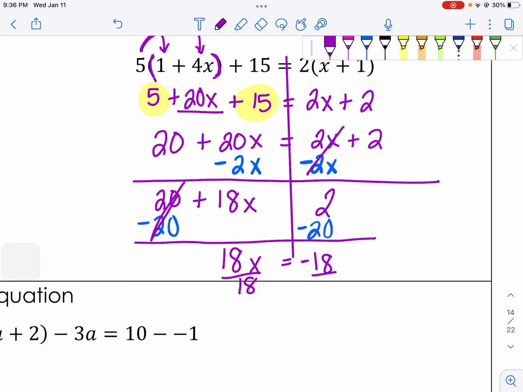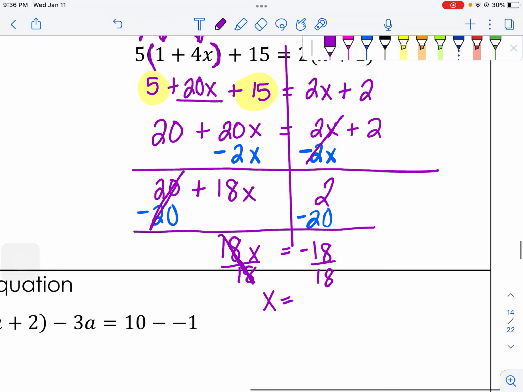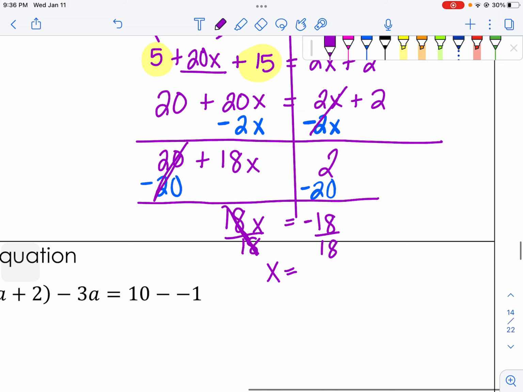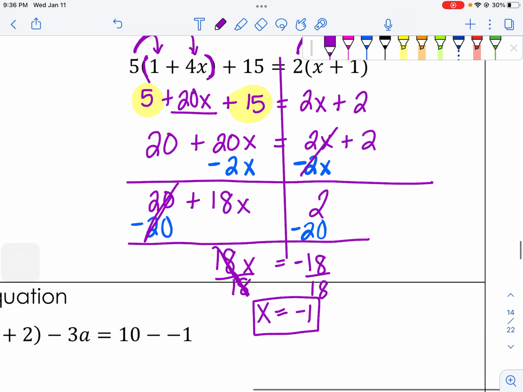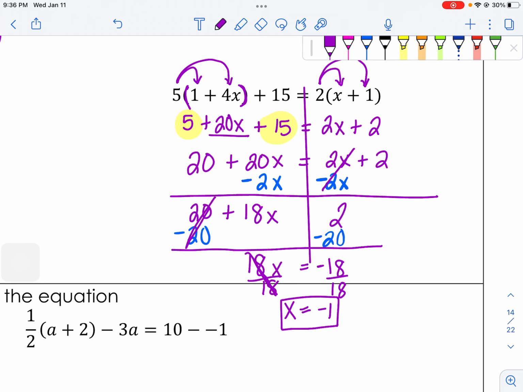Last step is to divide by 18. Anytime you divide a number by itself, you get 1. So that's why we get 1x. So 18 divided by 18 on this side is also 1, but a negative divided by a positive gives me negative 1. So there's that equation. I'll give you a minute to finish writing that down, or a quick second.